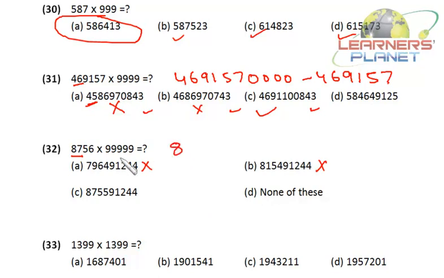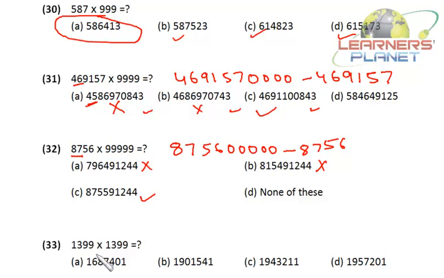So we can write 9999 as 10,000 minus 1. So 87560000 minus 8756. If we make this subtraction, we'll be getting this as the correct choice. Okay friends. Now in this problem, 1399 into 1399, what will be the correct answer?